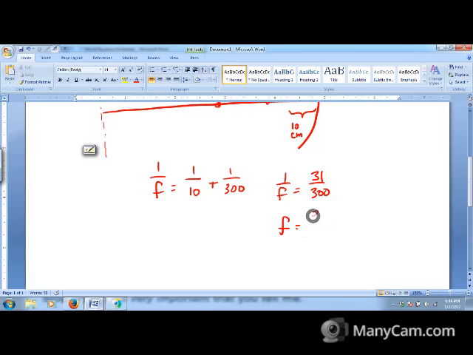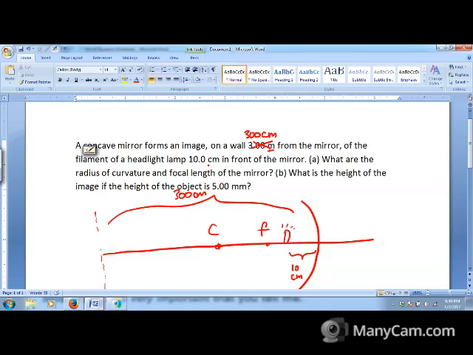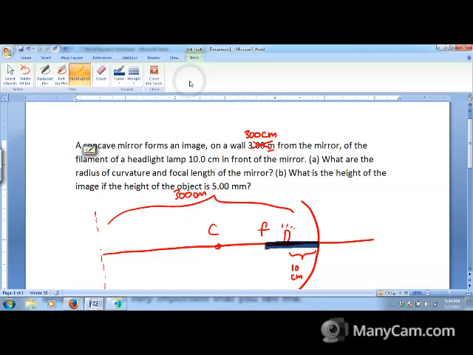F is going to be 300 over 31. That would be the focal length, so that would be this distance. That's the focal length. If they want the radius, then very simply, you can just multiply that by 2, because the center of curvature is 2 focal lengths away from the center of the mirror.